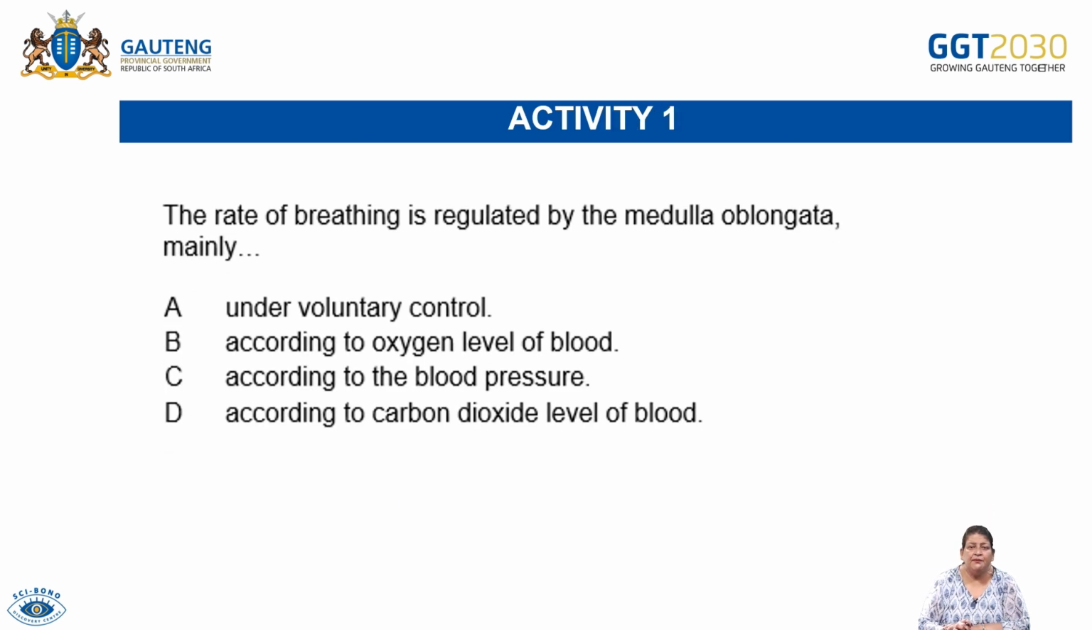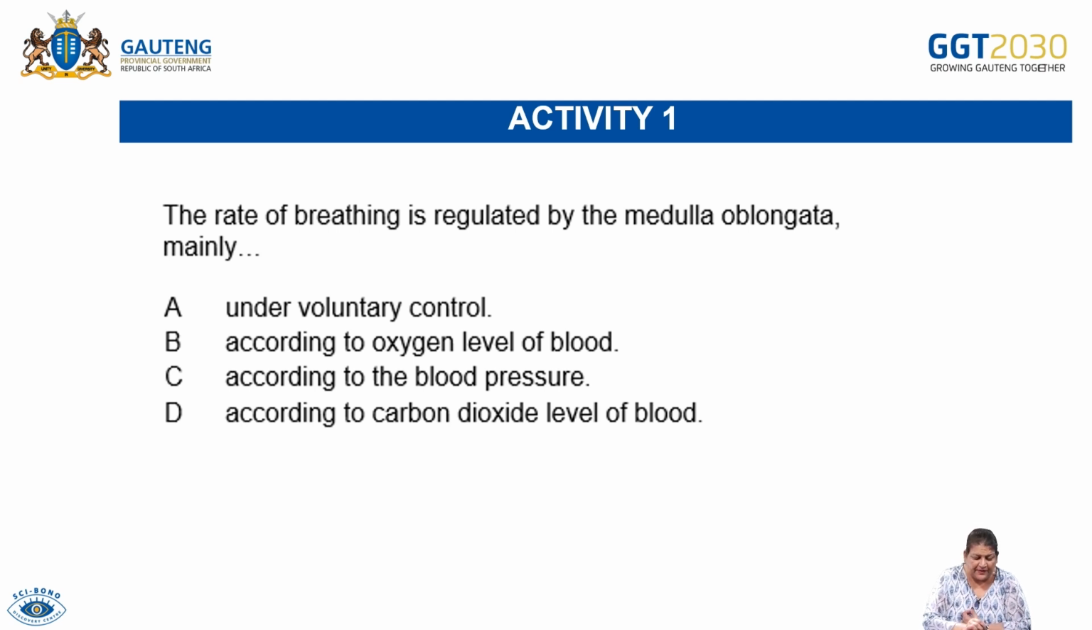So here is a multiple choice activity whereby the answers are all there. How do we get to the right answer to get good marks? The rate of breathing, that means how fast you breathe, is regulated, meaning controlled, by the medulla oblongata. Mainly under voluntary control? No, we cannot control it. We can't control our breathing muscles.